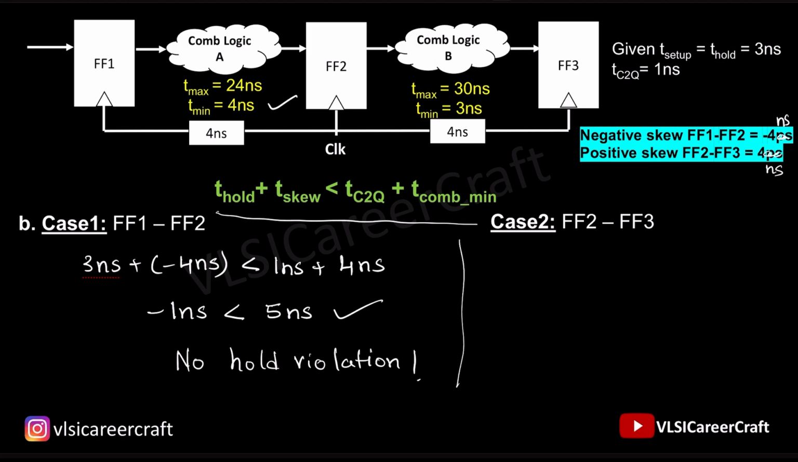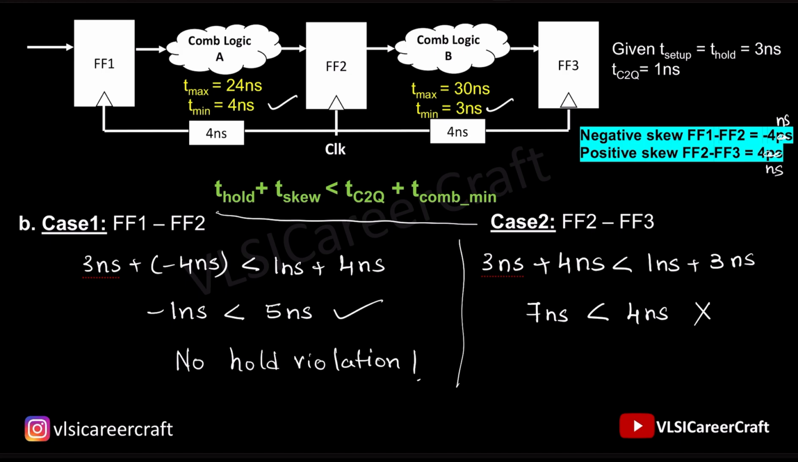In the second case, 3 nanosecond plus positive skew 4 nanosecond should be less than T clock to Q, which is 1 nanosecond, plus delay. Minimum delay is 3 nanosecond. That is 7 nanosecond less than 4 nanosecond, which is not true, and we have a hold violation here.